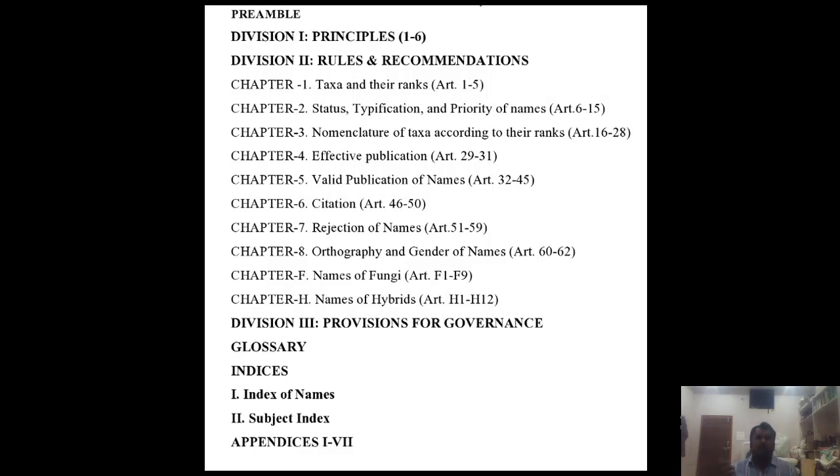If you open the code, there will be a preamble and three divisions, Division 1, Division 2 and Division 3, followed by a glossary, indices and also appendices. The first division is principles. The second division is rules and recommendations, which has 10 chapters and articles. Division 3 is the provisions for the governance of the code.